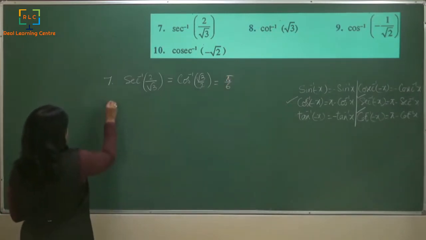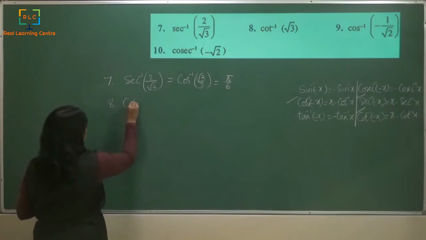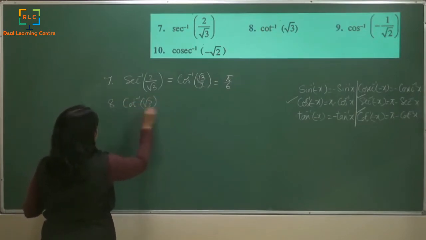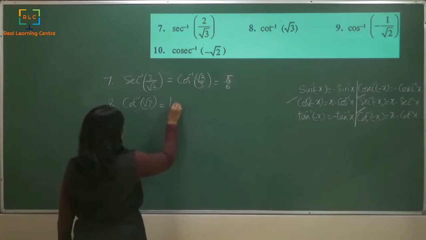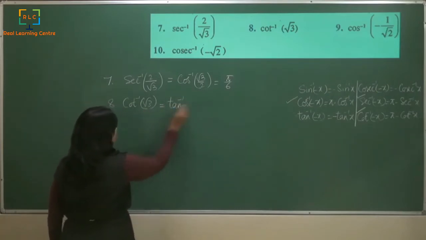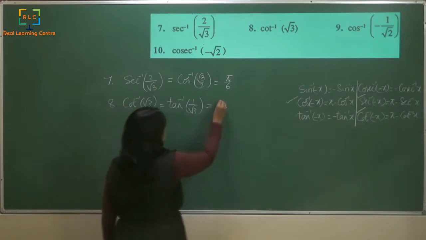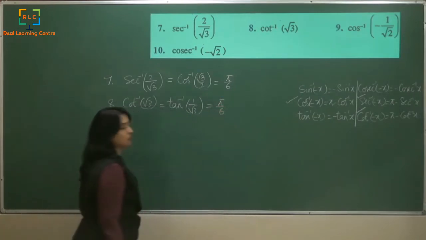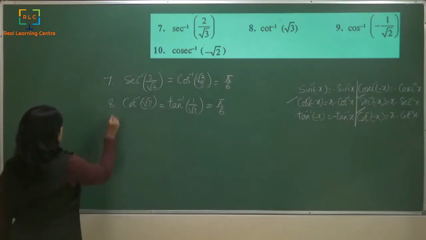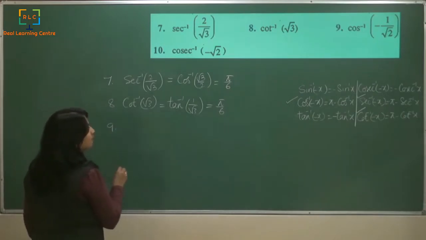Next I'll go to question number 8. Question number 8 is cot inverse of root 3. If I want to convert cot as tan, this root 3 by 1 will become 1 by root 3. Tan of 30 degree is equal to 1 by root 3. So I wrote 30 degrees, now pi by 6.